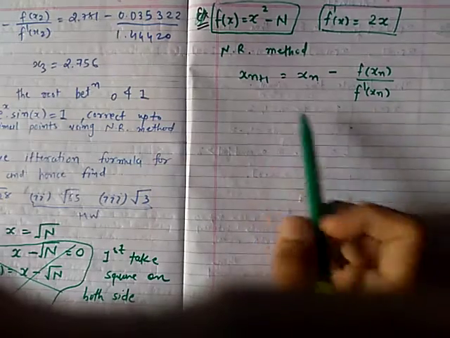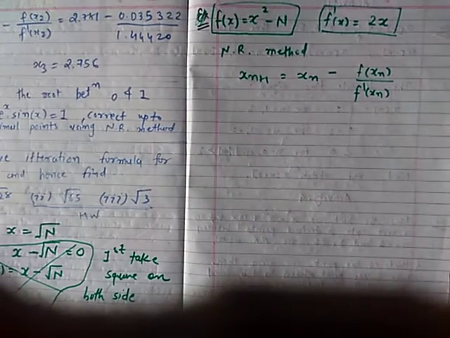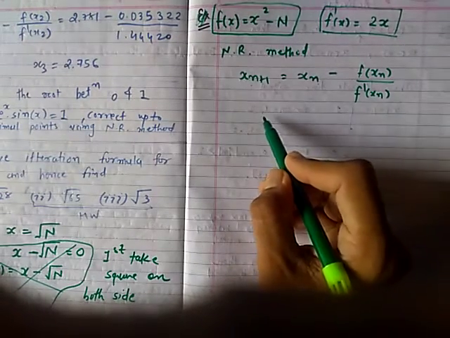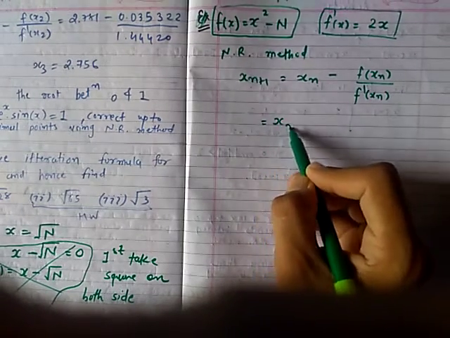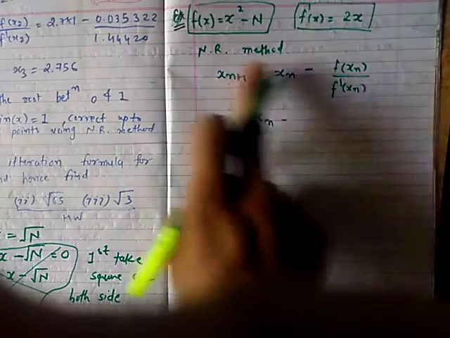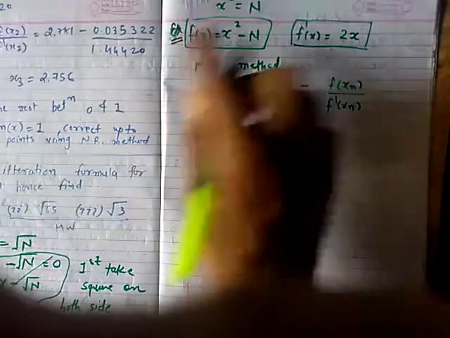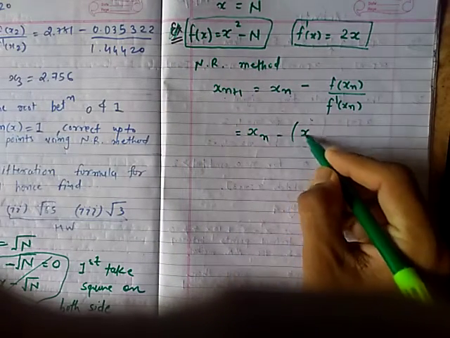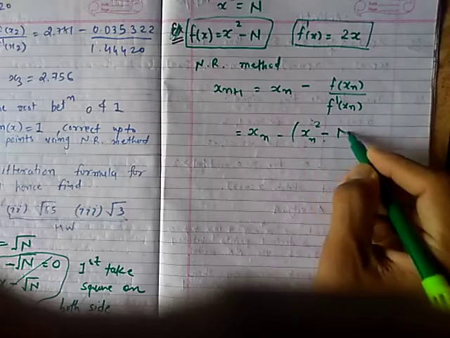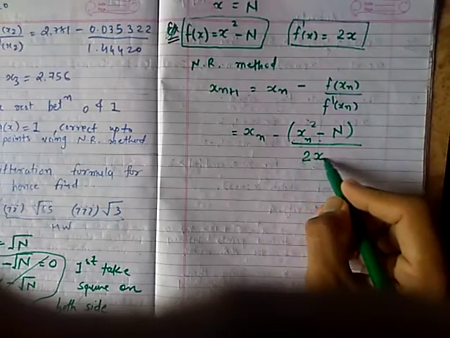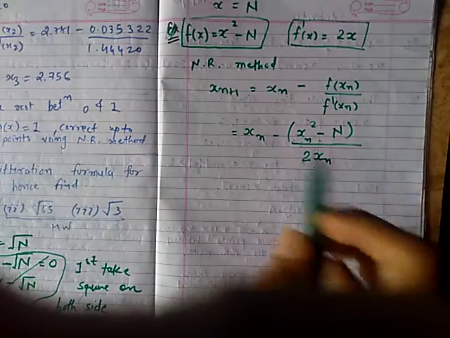Okay, so we have to put x of n point here. Let's do that. So what is my x of n as it is? What is my function of x of n? So this is function of x square minus n, then function of x of n will become x n square minus n. Replace x with x of n. Function dash x of n will become 2x of n.